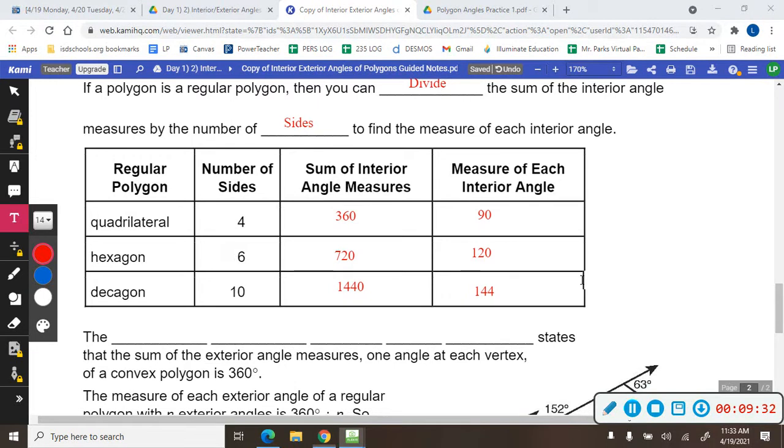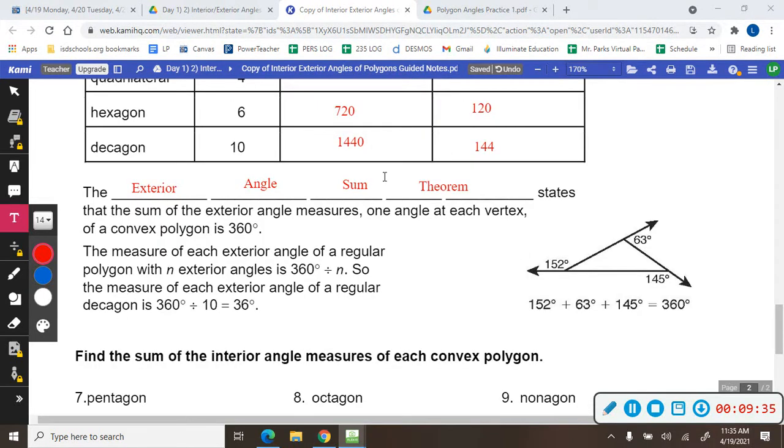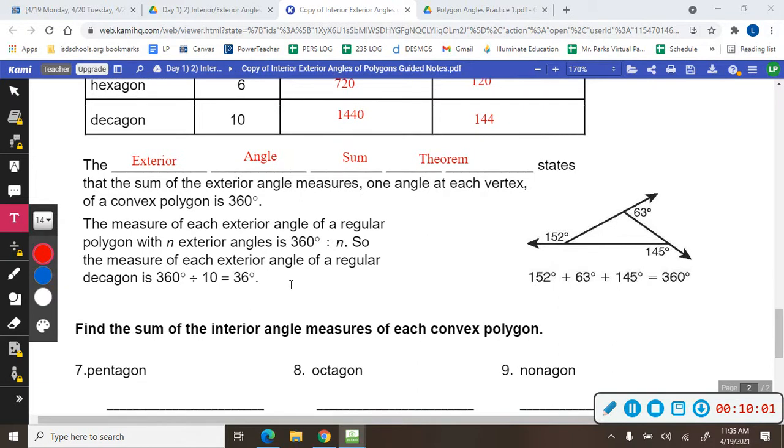Now what's interesting, this is called the exterior angle sum theorem. It's like if you take a triangle and you were to extend a side, and extend a side, we call those exterior angles. And no matter what the shape, they always add up to 360. So it could be a triangle, a pentagon, a hexagon, a septagon, an octagon, all the exterior angles always add up to 360. And that's what this says. So if you want to find the measure of an exterior angle of a regular polygon, you divide it by the number of sides.